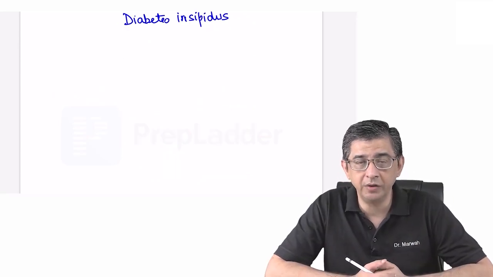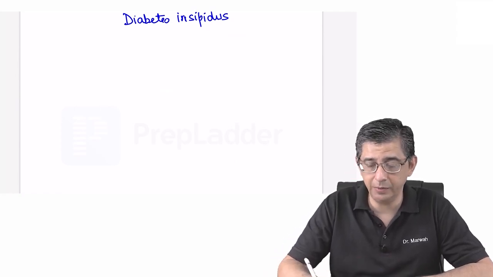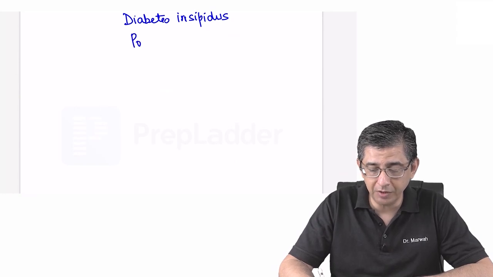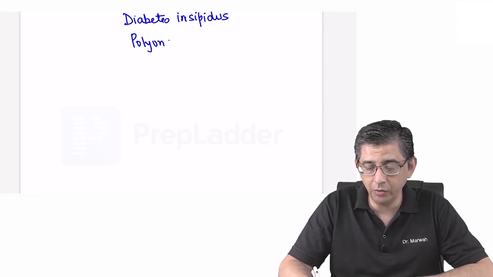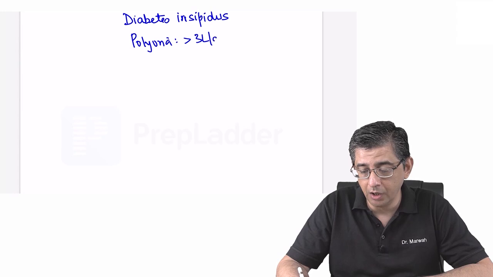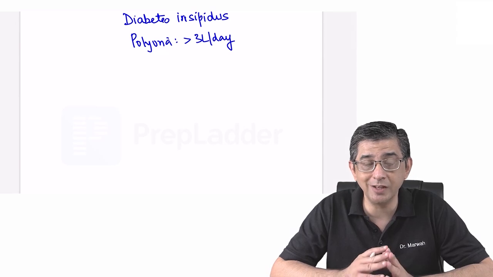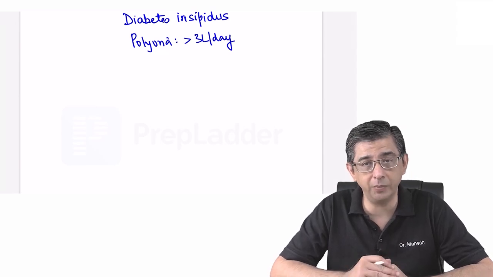Next, we will talk about another disease where there would be polyuria, that is diabetes insipidus. There are 3 standard features that would be present, that is polyuria, which is defined as urine output of more than 3 liters per day. Though in some cases of diabetes insipidus, the urine output can go as high as 10 to 20 liters per day.